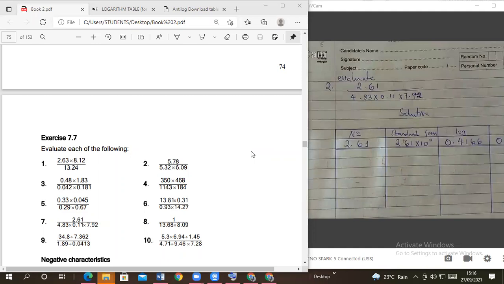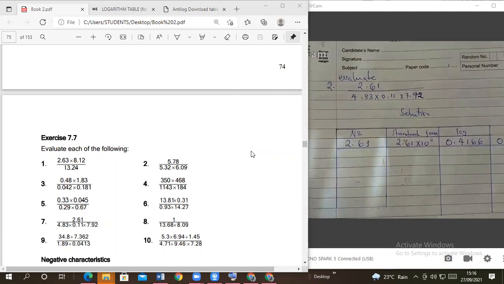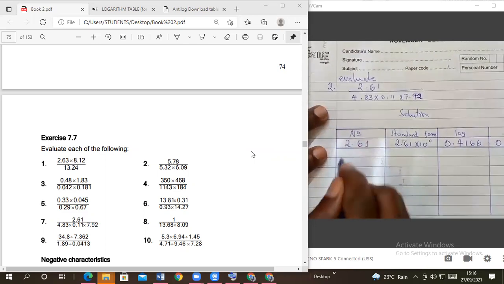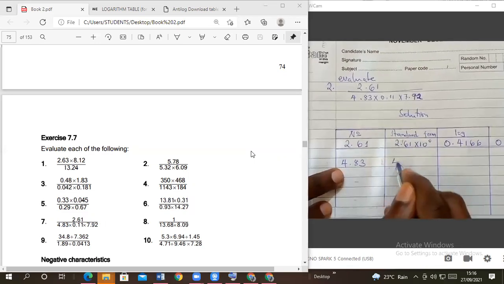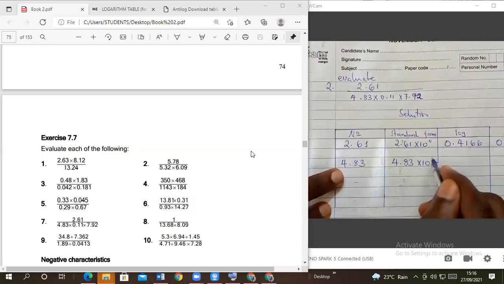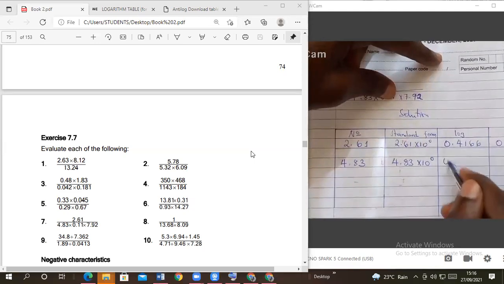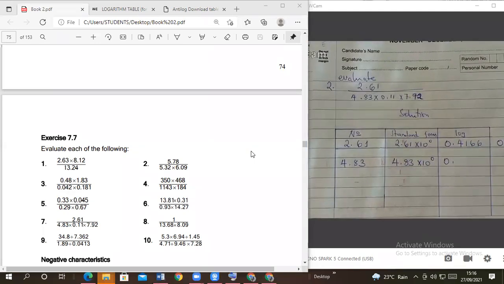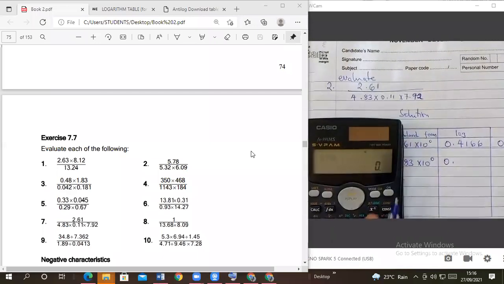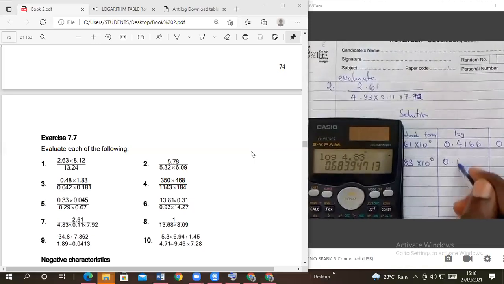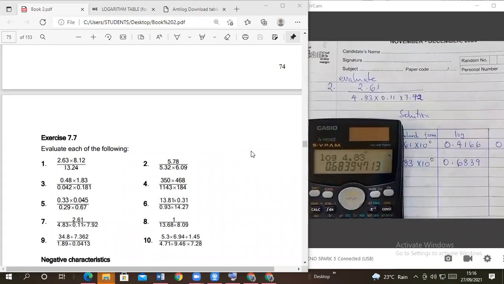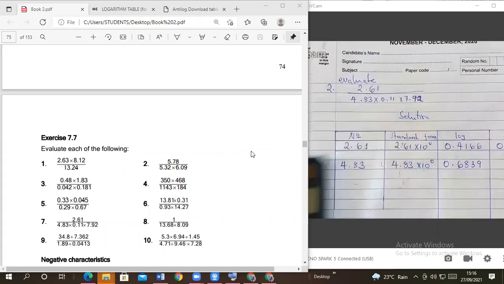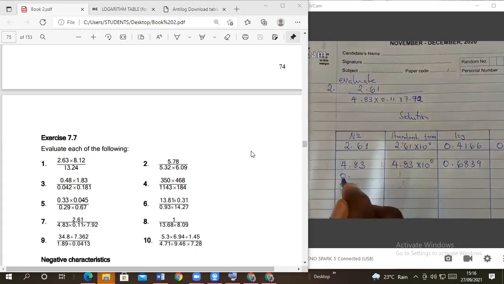Now we go to our denominator. The first one we have is what? 4.83. So this one is 4.83 times 10 to the power what? 0. So it's going to be 0. Log of 4.83, which is 0.6839. The next one is what? The next one is 0.11.